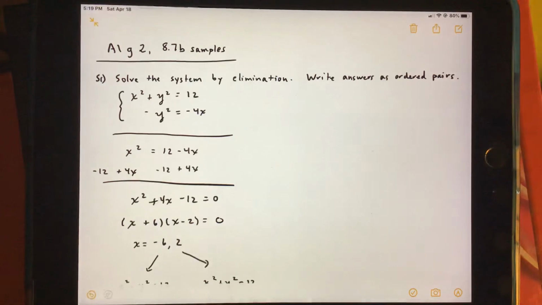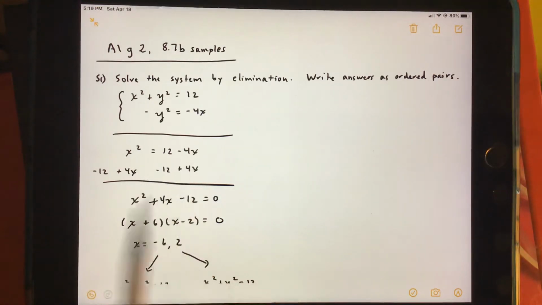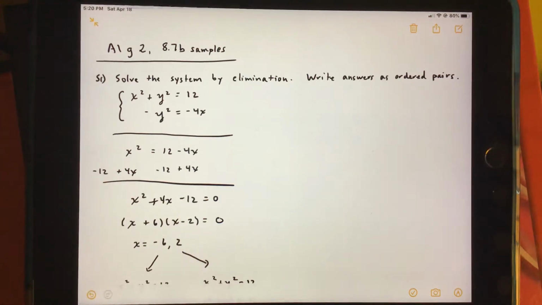We're going to add both the equations together, and we will have x squared equals 12 minus 4x. The y-squareds will be eliminated. So once the y-squareds are eliminated, we are down to one variable. We can solve this equation. It happens to be quadratic. We notice the x squared.